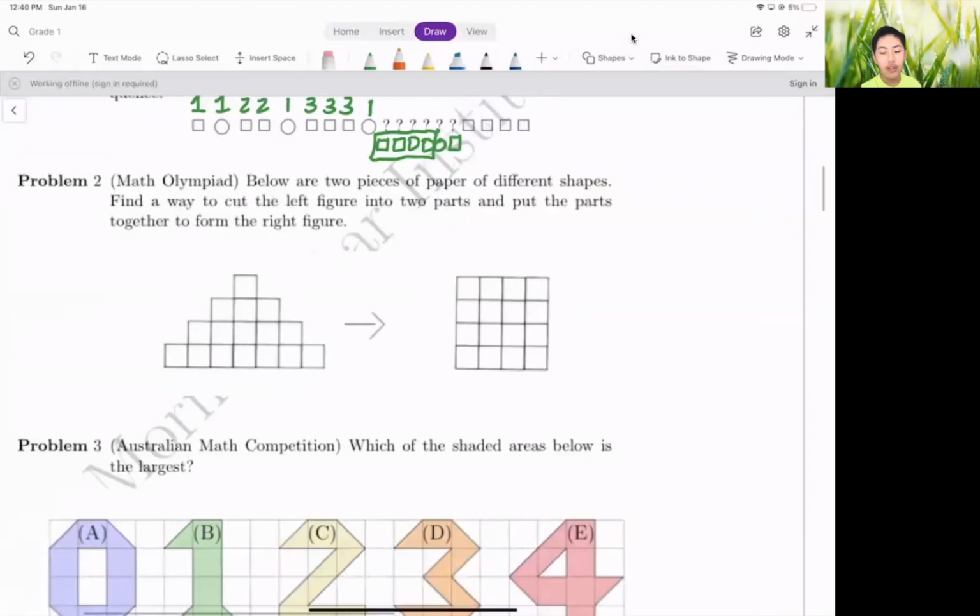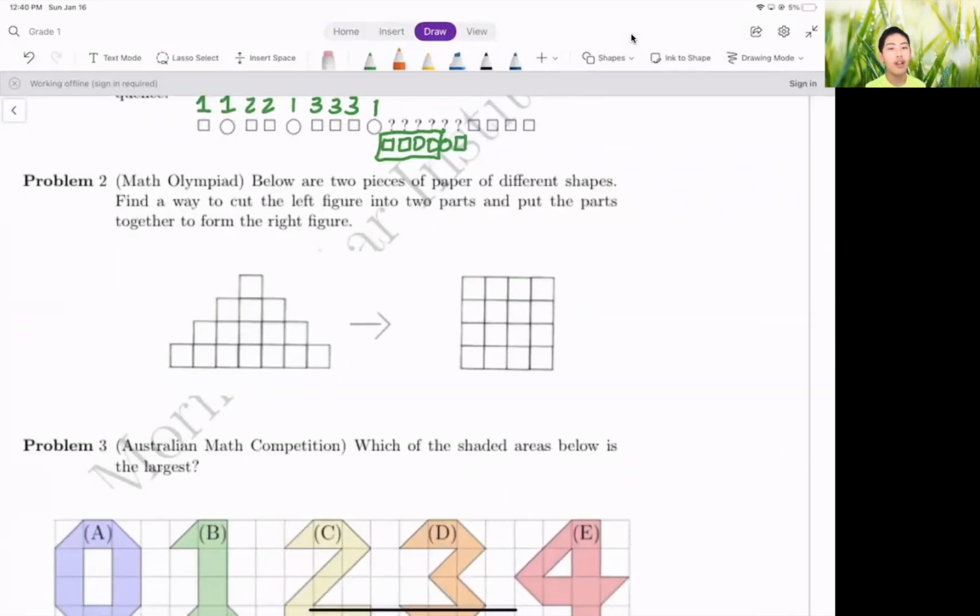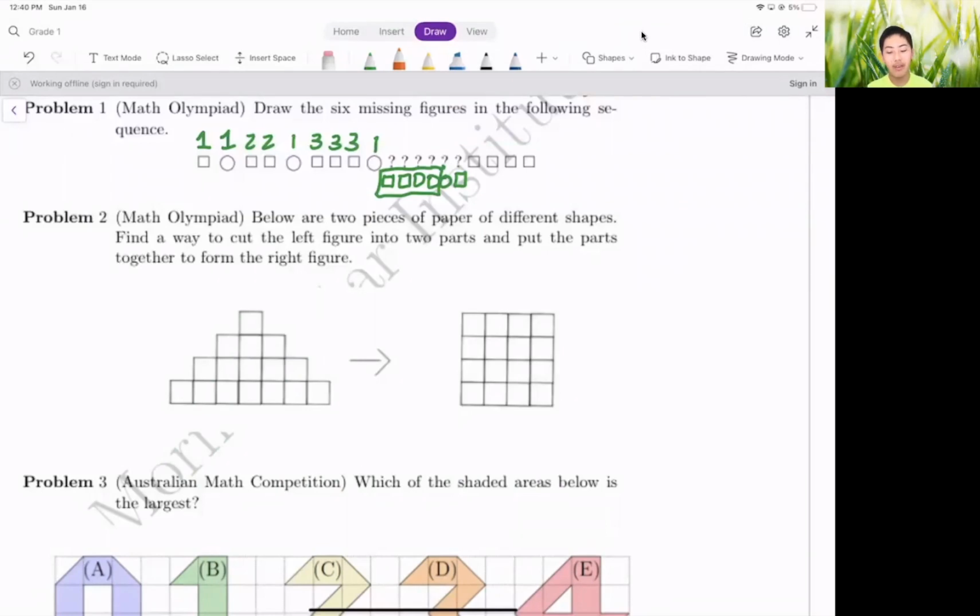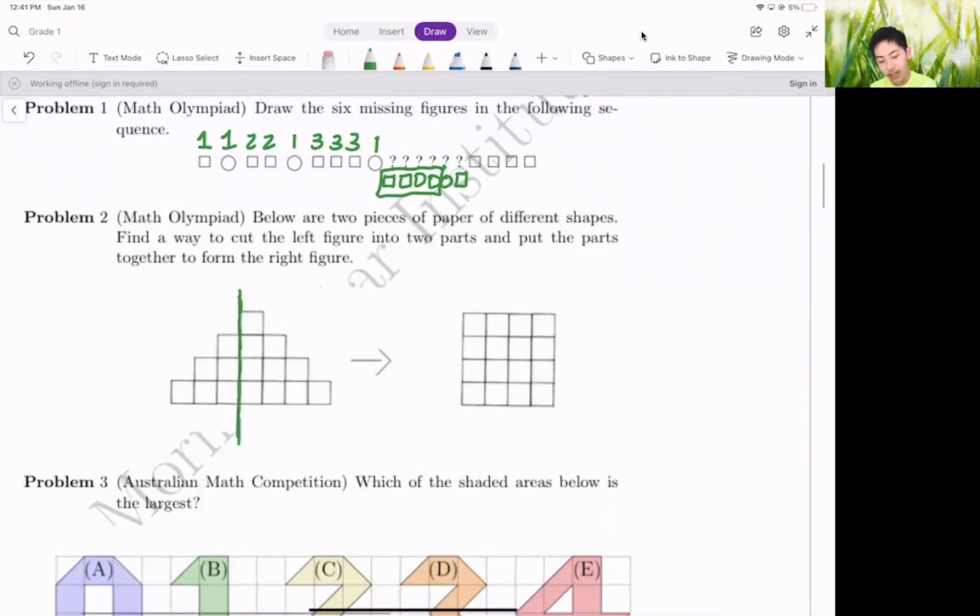Problem 2. Below are 2 pieces of paper of different shapes. Find a way to cut the left figure into 2 parts and put the parts together to form the right figure. So again, you should just play around with the figures, and eventually we should know that once you cut the left figure like this, and then move all the pieces down here. For example, this should go right here, that, and then the top 2 should go like this. And finally, the bottom three should go right here. And that's basically how you do it. As you can see, it's still the same figure, and then we just formed a square.